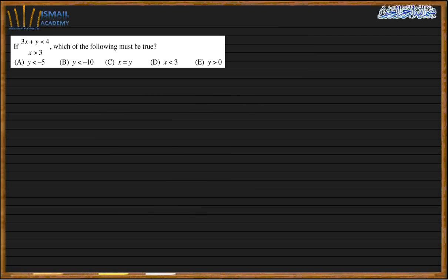Next, we have 3x plus y is less than 4, and we have x is greater than 3. So which of the following must be true? y is less than 5. Alright, so let's do this. If I multiply this one by 3, I will get 3x is greater than 9.